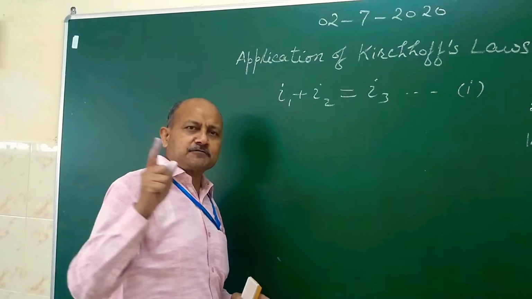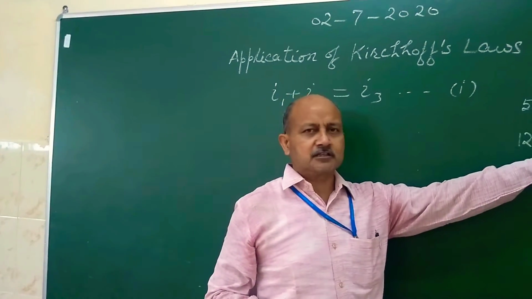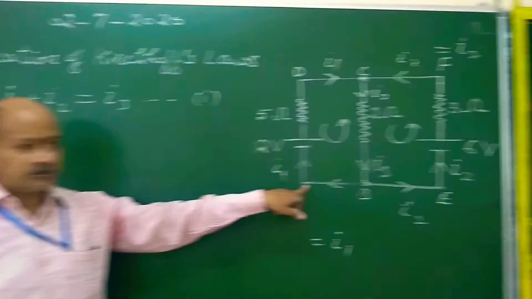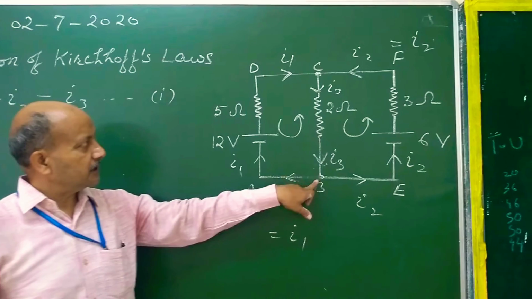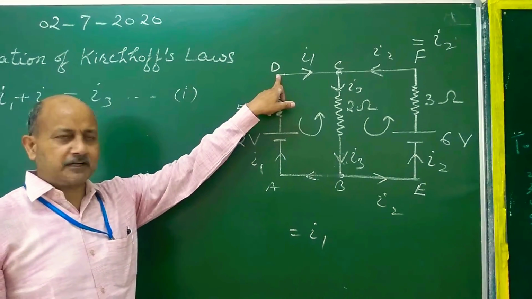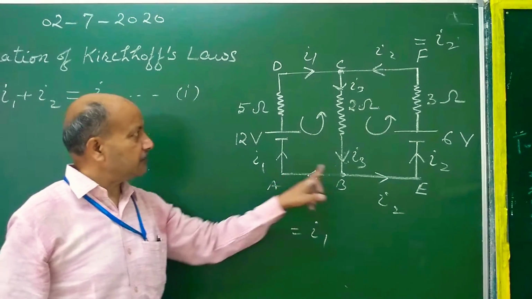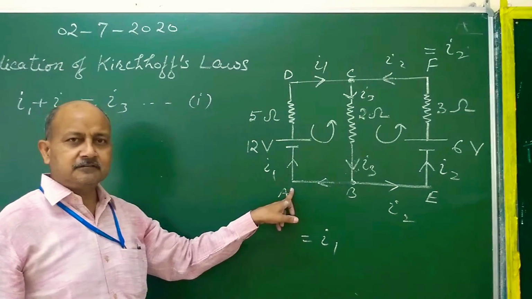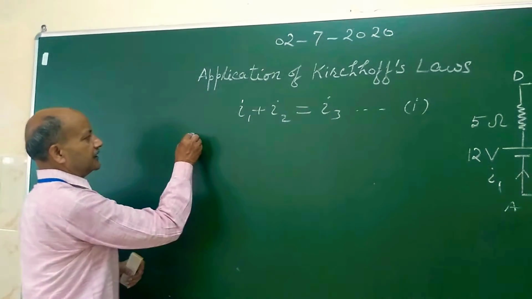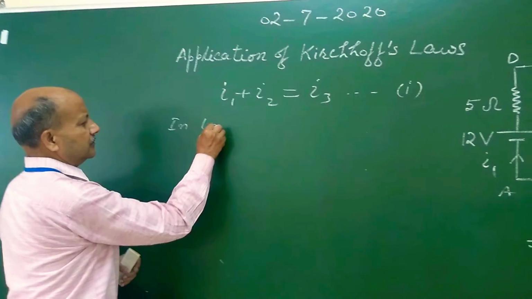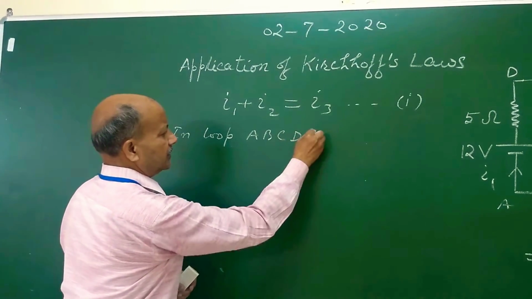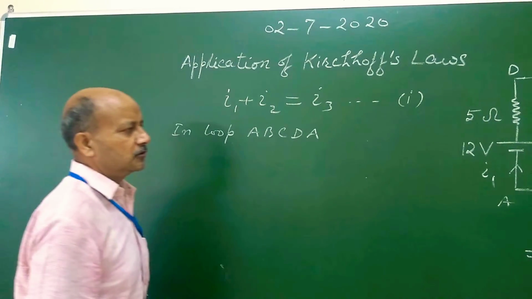Now we apply Kirchhoff's second rule, loop rule, in this loop. So what is the name of this loop? Look here. The name of this loop is A, B, C, D. This is not complete loop. We will say A, B, C, D, A, and we will write it here. Before solving, we will write in loop A, B, C, D, A. Now let us apply loop rule.